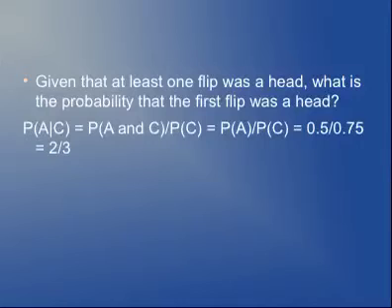Well, obviously, if the first toss is ahead, that implies that at least one is ahead. So the probability of A and C is just equal to the probability of A. So the probability of A given C turns out to be the probability of A divided by the probability of C, which works out to be 2 out of 3.